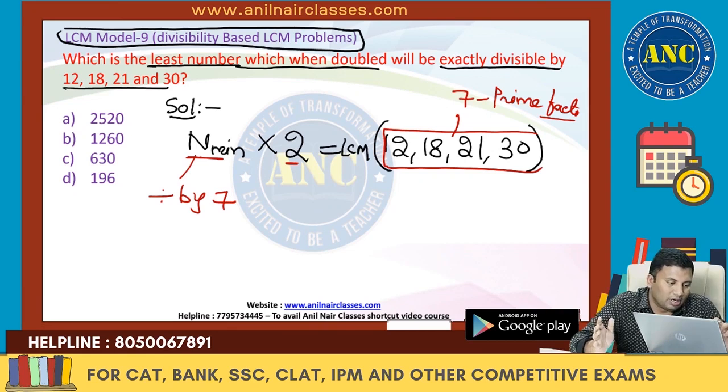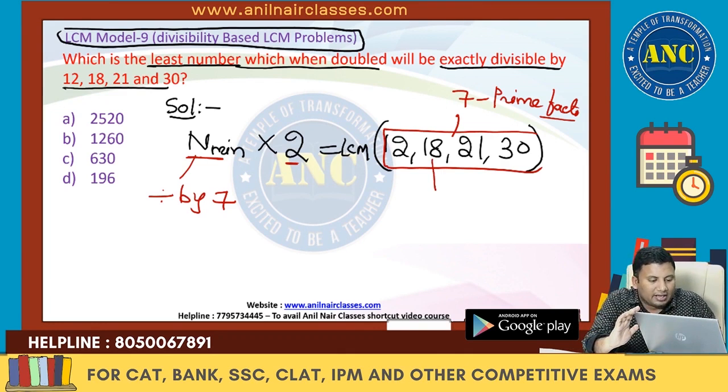2520 is divisible. 1260 is divisible. 7 3s are 21, 7 6s are 42. 7 1s are 7, 7 8s are 56. 7 90s are 630, 726. 196 is not working. Next one.